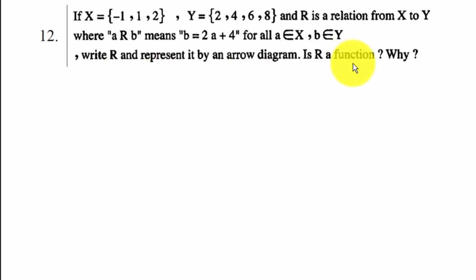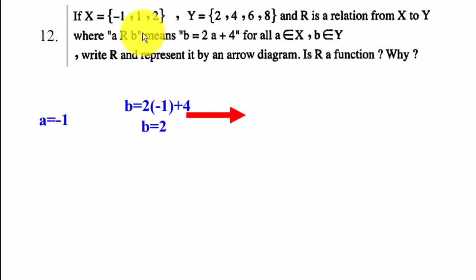Is r a function from x to y? You have to take each element alone. a equals what, guys? a equals negative 1. Now to find b, we will multiply 2 times a plus 4. 2 times negative 1 equals negative 2, plus 4 equals 2. We have 2 in y, yes. So the first ordered pair will be negative 1, 2.